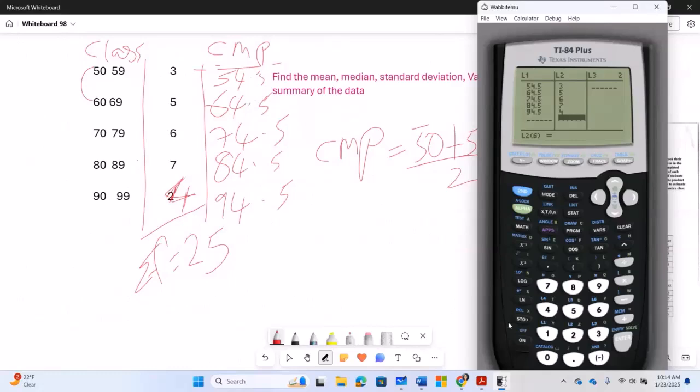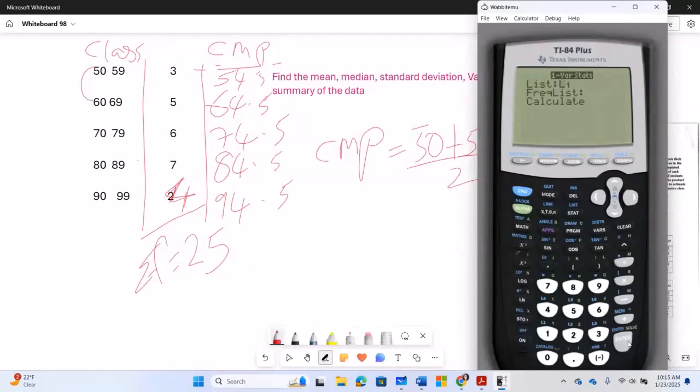What I want to do is to do the one variable data of L1 and L2. So remember how to do one variable stat. So I'll go to stat, arrow to calc, and do one variable stat. So I'm doing one variable stat of L1 and L2.